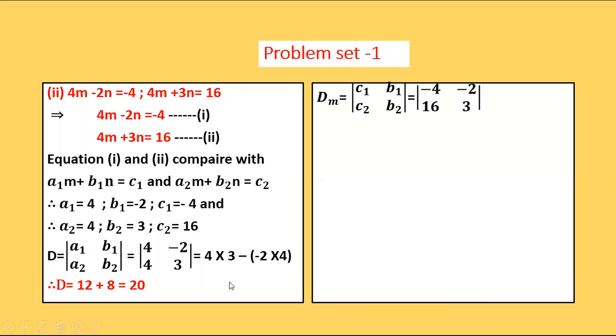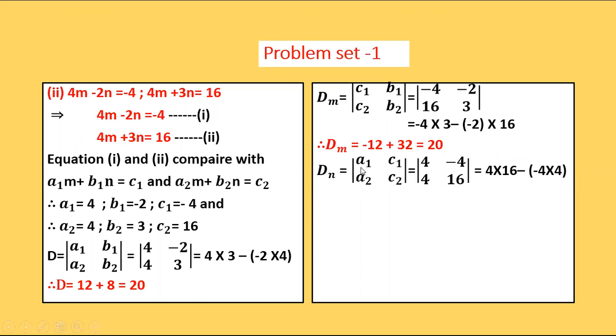Next, to find determinant Dm. Here the variables are m and n, so this determinant is Dm. In the determinant c1, c2, b1, b2, substitute the values: c1 is equal to minus 4, c2 is equal to 16, b1 is equal to minus 2, b2 is equal to 3. To find the value of the determinant, minus 4 multiply 3 minus of minus 2 multiply 16. 4 3s are 12, minus 12, and minus minus plus 32. Plus 32 minus 12 is equal to plus 20.